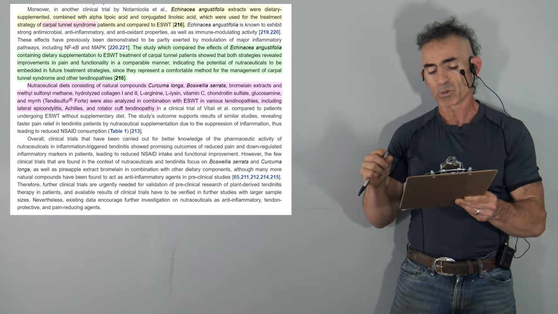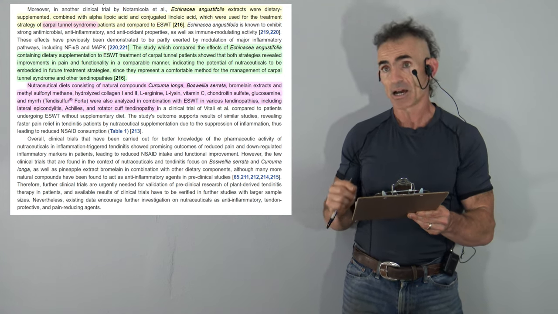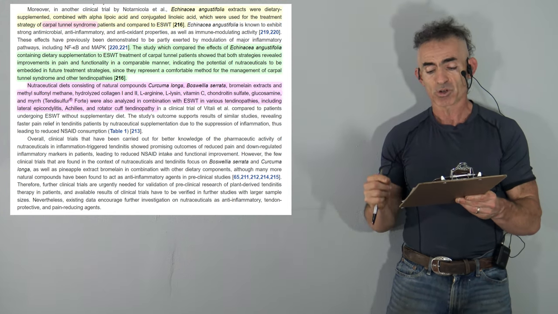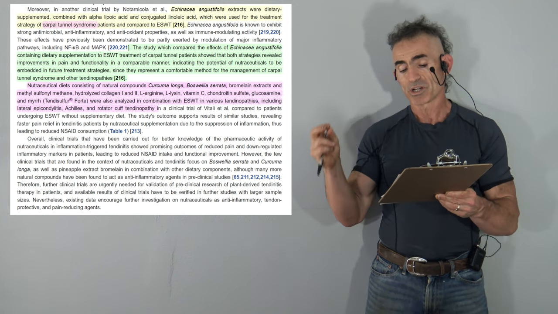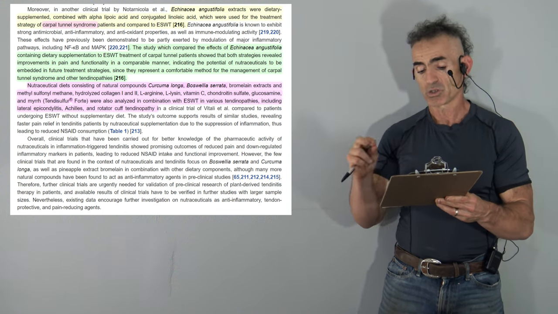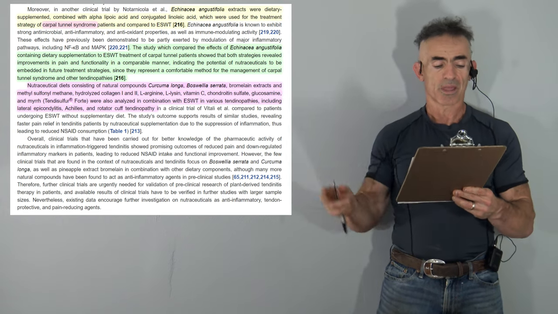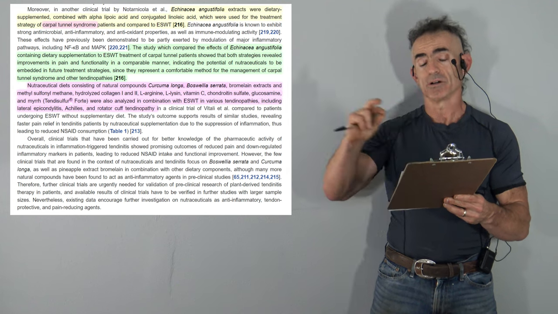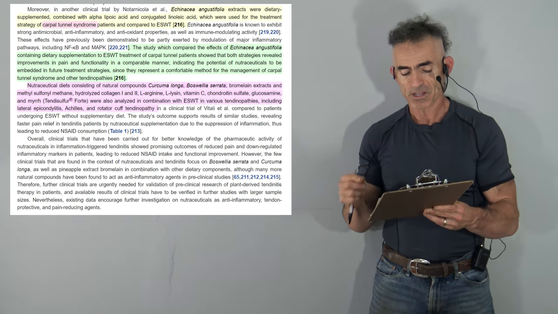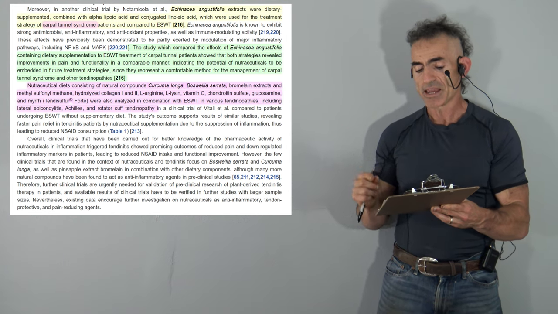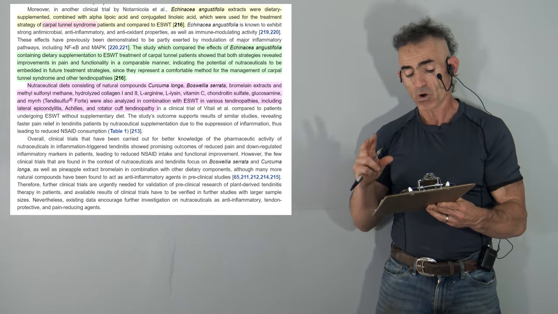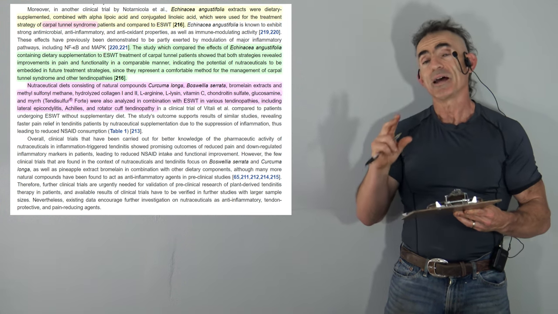Echinacea angustifolia is known to exhibit strong antimicrobial, anti-inflammatory, and antioxidant properties, as well as immune-modulating activity, which most of us know it as. But these effects have previously been demonstrated to be partly exerted by modulation of major inflammatory pathways. This study, which compared the effects of Echinacea angustifolia-containing dietary supplements to extracorporeal shockwave therapy treatment of carpal tunnel patients, showed that both strategies revealed improvements in pain and functionality in a comparable manner, indicating the potential of nutraceuticals to be embedded in future treatment strategies, since they represent a comfortable method for the management of carpal tunnel syndrome and other tendinopathies. Now, that is pretty amazing.